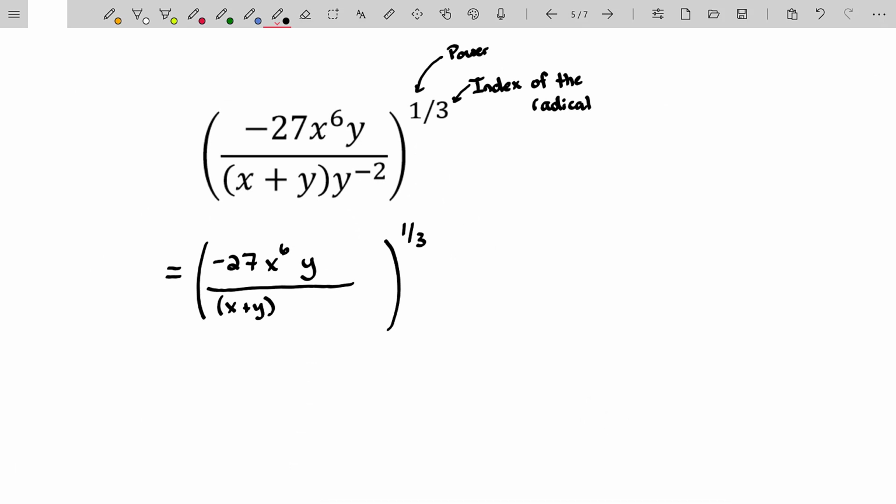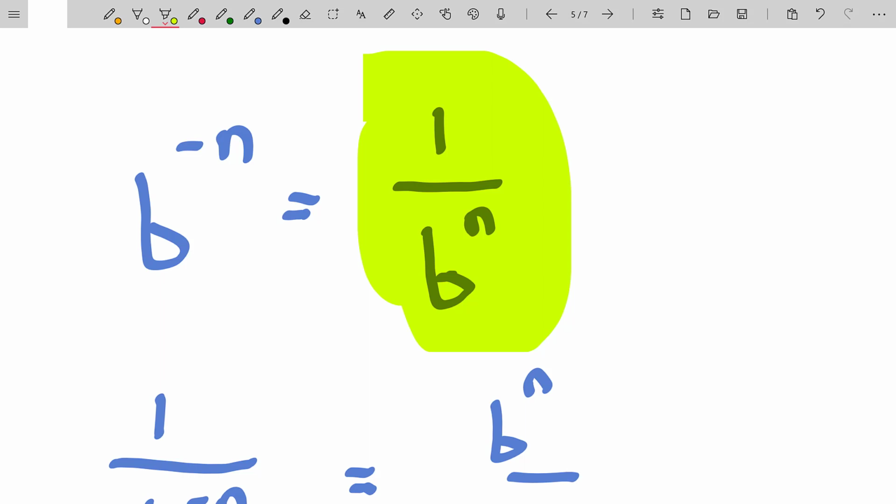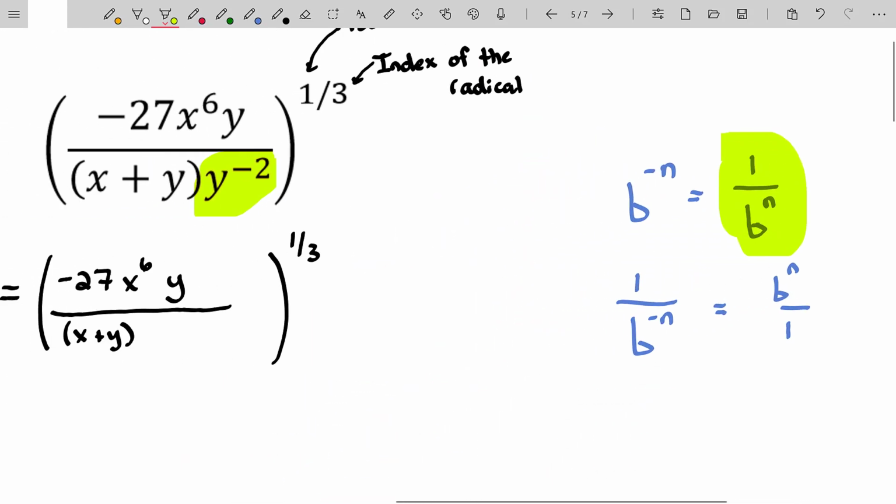We totally know a law of exponents, and I'll write that off to the right-hand side. If you have a number raised to the negative nth power, that is the same as 1 over that number raised to the positive nth power. Likewise, if you have a number 1 over b to the negative nth, that is the same as b to the nth over 1. So this little statement of y to the negative 2 right here can be written as either 1 over y to the 2, or you could just quickly think of it this way.